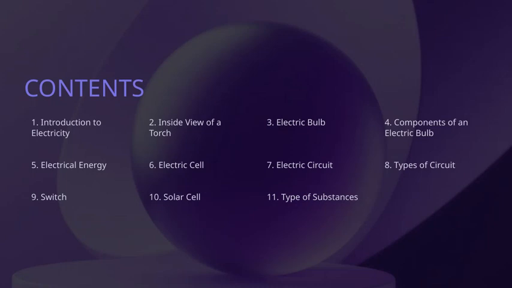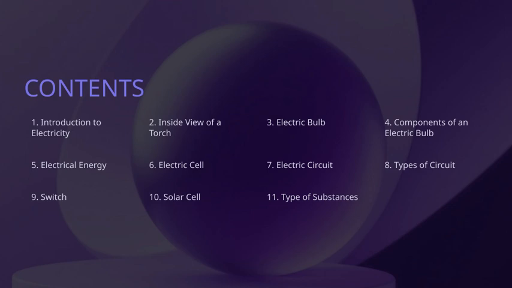Let's take a quick look at the contents of today's presentation. We'll start with an introduction to electricity, which is the foundation of everything we'll discuss. Then, we'll explore electrical energy and see how it powers our daily lives. Moving forward, we'll look inside a torch to understand how it works, including key components like the electric cell and electric bulb. We'll also examine the components of an electric bulb, which help it produce light efficiently.